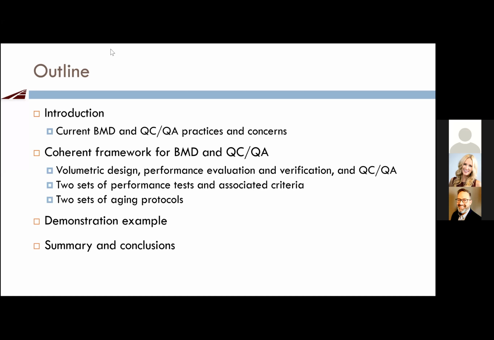With this framework, we talk about the 4 pillars of this coherent framework: volumetric design, performance evaluation, performance verification, and QC/QA. Specifically, we talk about the 2 sets of lab tests for performance evaluation, QC/QA, and verification. Within this framework, we also have to discuss another very important aspect, which is the aging protocols. We're going to give very detailed, specific aging protocols for the different pillars.